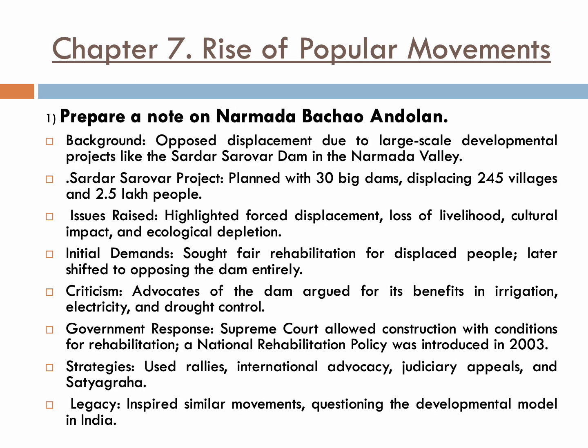Chapter 7, Rise of Popular Movements. First question, prepare a note on Narmada Bachao Andolan. First we have to give the background, that projects like the Sardar Sarovar Dam in the Narmada Valley. Then what are the issues raised, like highlighting forced displacement, loss of livelihood for many people, and the cultural and ecological impact. Then the advocates of the dam argued for its benefits in irrigation and electricity. The government came with a national rehabilitation policy in 2003, and the legacy of this movement inspired similar movements questioning the developmental model in India.